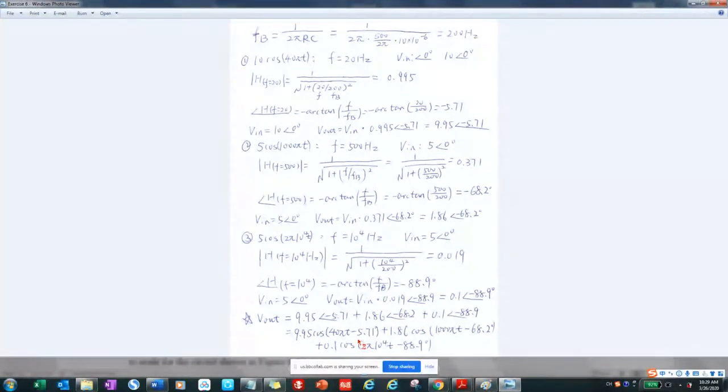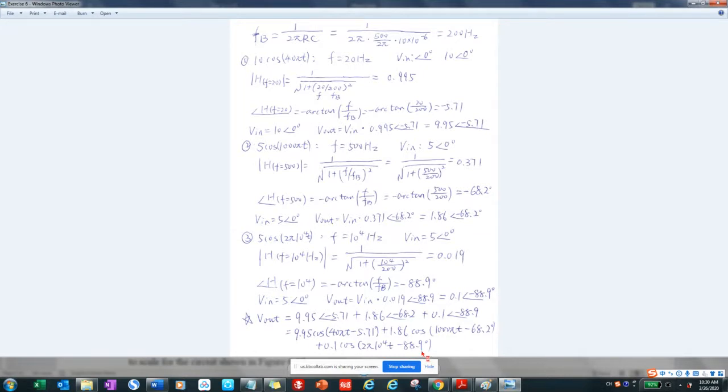And the phase angle changed to negative 571. Then for the second component, the frequency won't change, still 1000 pi t, but the magnitude changed to 1.86, and the phase angle changed to negative 68.2. Then the third component, the frequency won't change, still 2 pi 10 to the power of 4t, but the magnitude changed to 0.1 and the phase angle changed to negative 88.9.